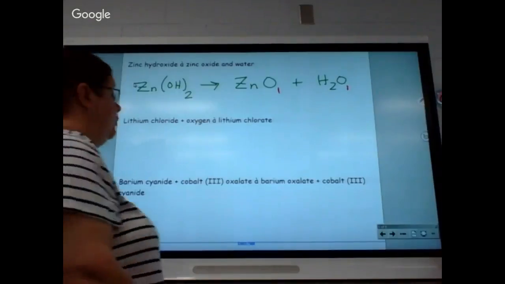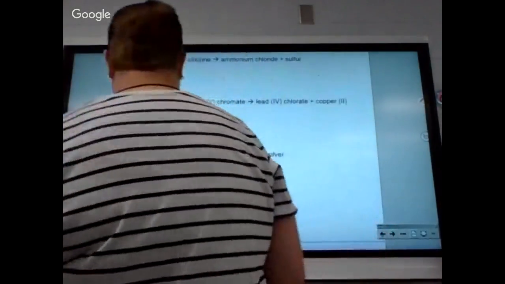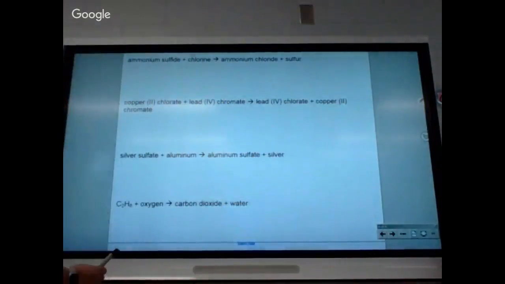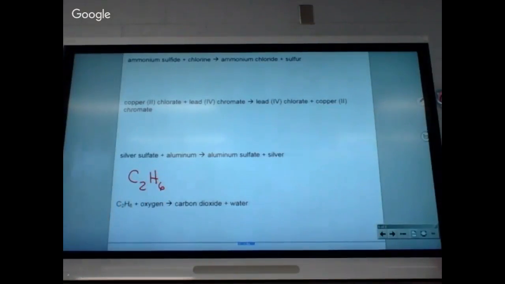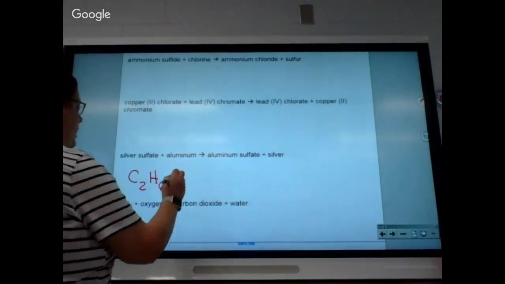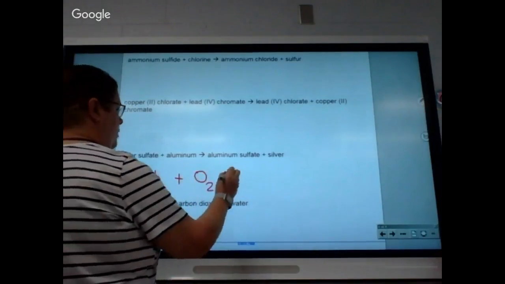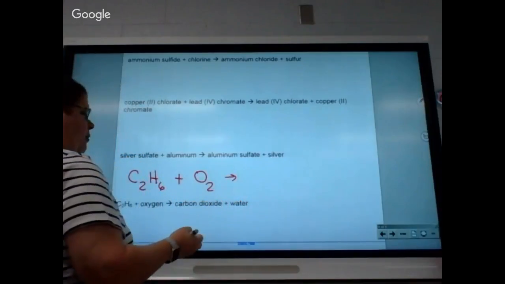Which one's 9? Well, I guess one before that because that was 10. All right, so C2H6 plus oxygen. If I give you C2H6, do not change the compound I give you. If I write a compound like that, I mean for it to be C2H6, so don't reduce it. That's ethane plus oxygen and becomes CO2. How do I write carbon dioxide?